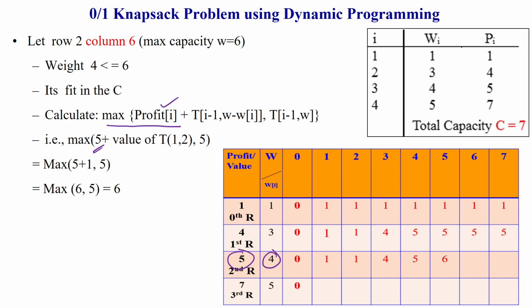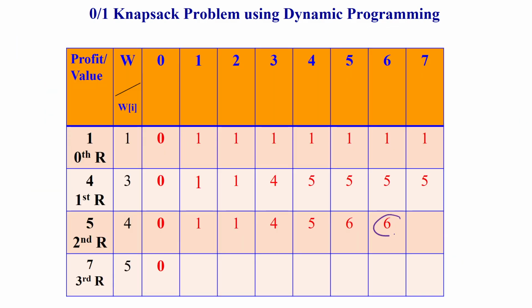Then t of i minus 1, i is 2, so 2 minus 1 is 1, and the maximum weight of this column is 6, so 6 minus the current product's weight 4 is 2. Then t of 1 comma 6 value is 5, that's what is written here. Then the maximum of 6 comma 5 is 6, so 6 has to be filled here. So that's what we have done here.